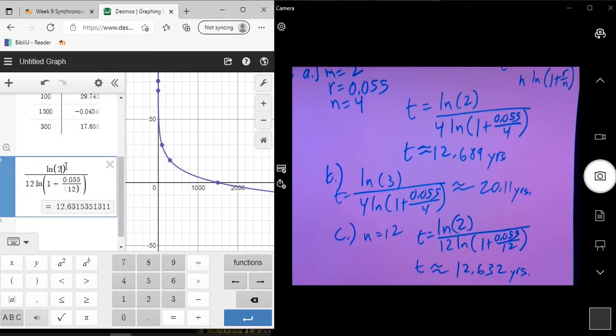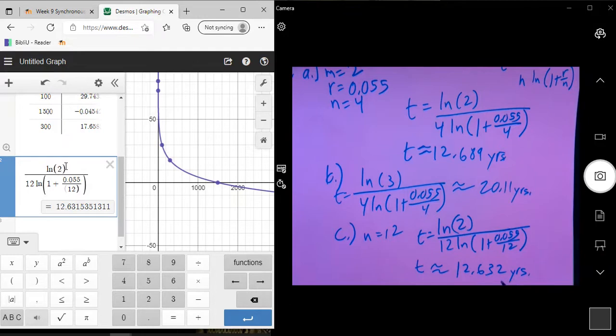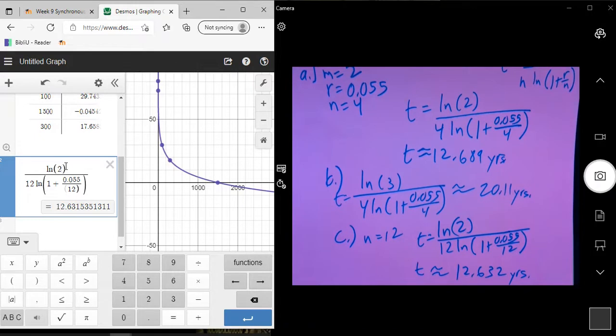So if you notice here, when it was only compounded 4 times a year, it took a little over 12 and a half years. Compounded every month of the year, it was just slightly lower. It's not that much difference. So any questions on problems 5 or 7 from 310? Okay. Now we move on to 311.